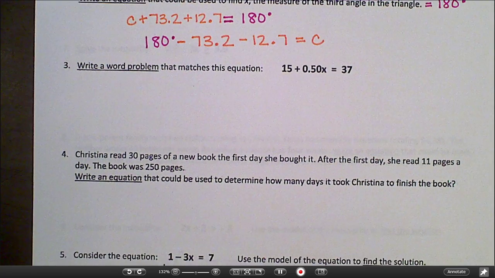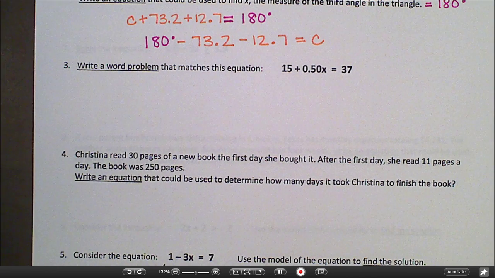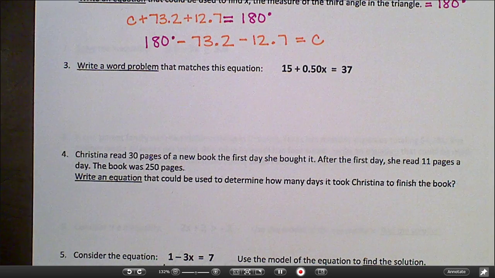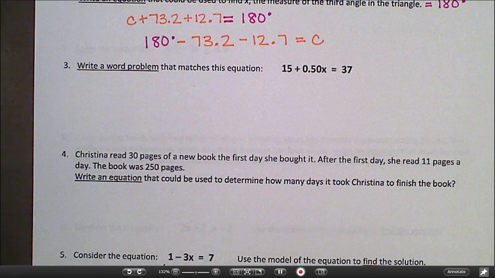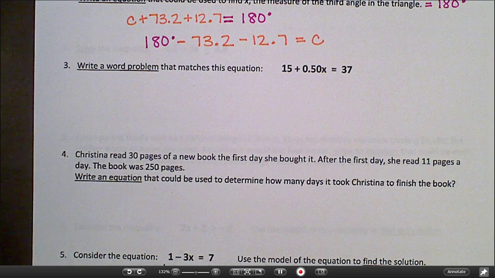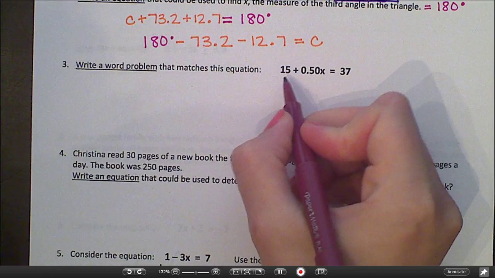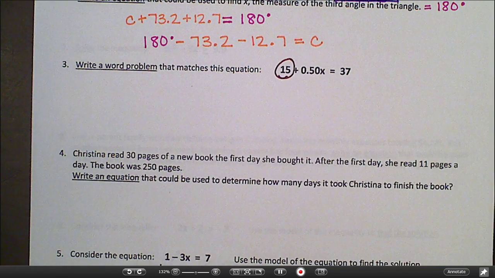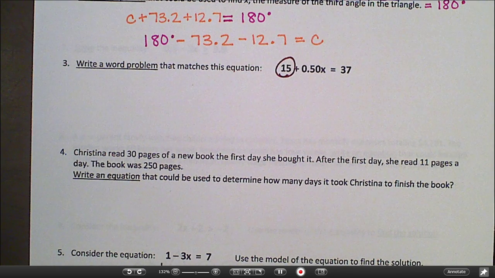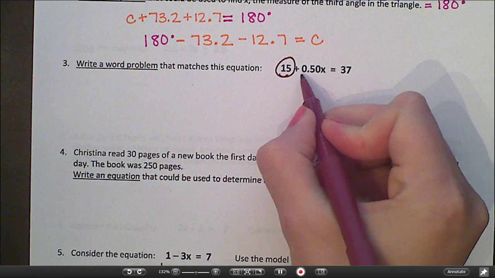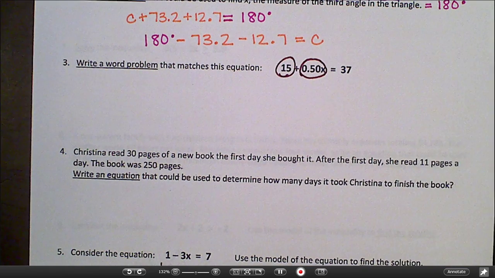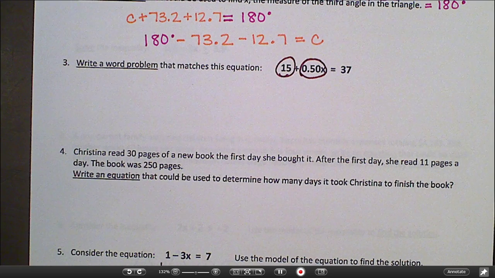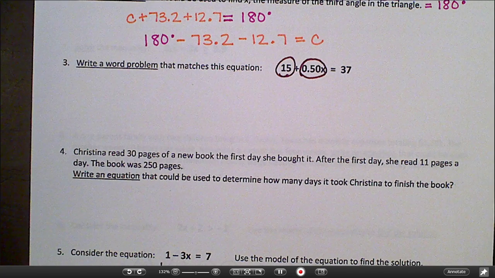Okay, number 3 asks you to write a word problem that matches this equation. I'm going to give you an example, but I want you to write your own word problem. So here is my example. I might say something like this. Okay, well, I've got 15. This has nothing at all to do with my variable. It's just $15 or 15 pizzas or 15 students, whatever we want to talk about. And then this is 0.50, 50 hundredths, or 1/2 times x. So this does have to do with whatever variable we're talking about.